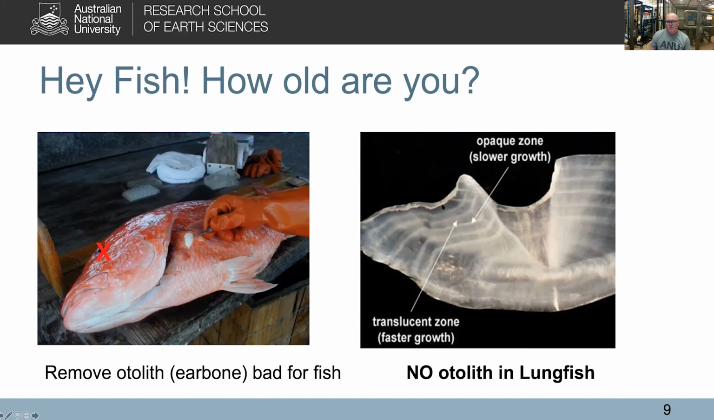And what most fish have is you can see these alternating bands. And so they have slower growth and faster growth throughout the year. And you can count those back and tell how old a fish is. The lungfish are so old, or have been around for so long, they don't actually have this calcium carbonate ear stone.